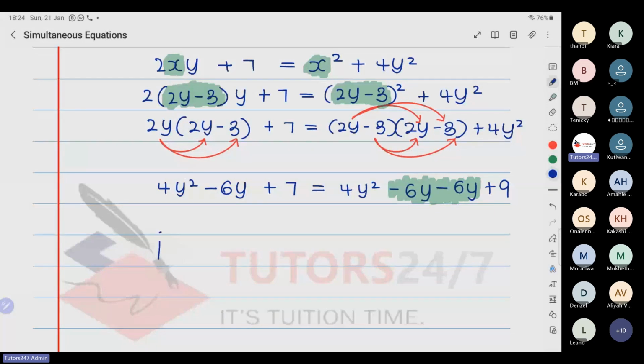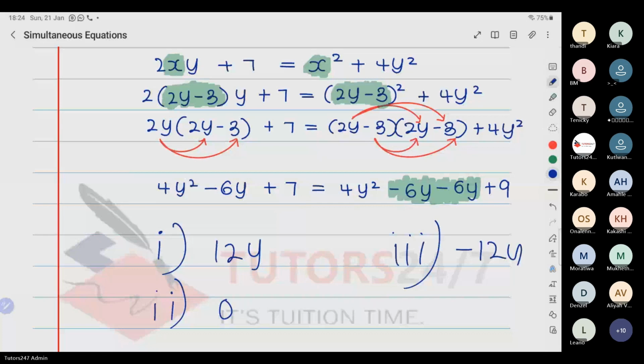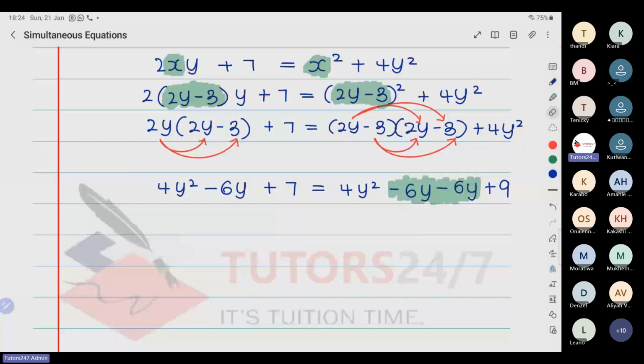Now, I'm going to present, let's say 3 options. I want you to tell me which is the correct option. Is negative 6y minus 6y equal to positive 12y? Is it equal to 0, or is it equal to negative 12y? Which is it? Option 1, 2, or 3? Option 3. Option 3. That is correct. So it's option 3. Now, let us continue to simplify.